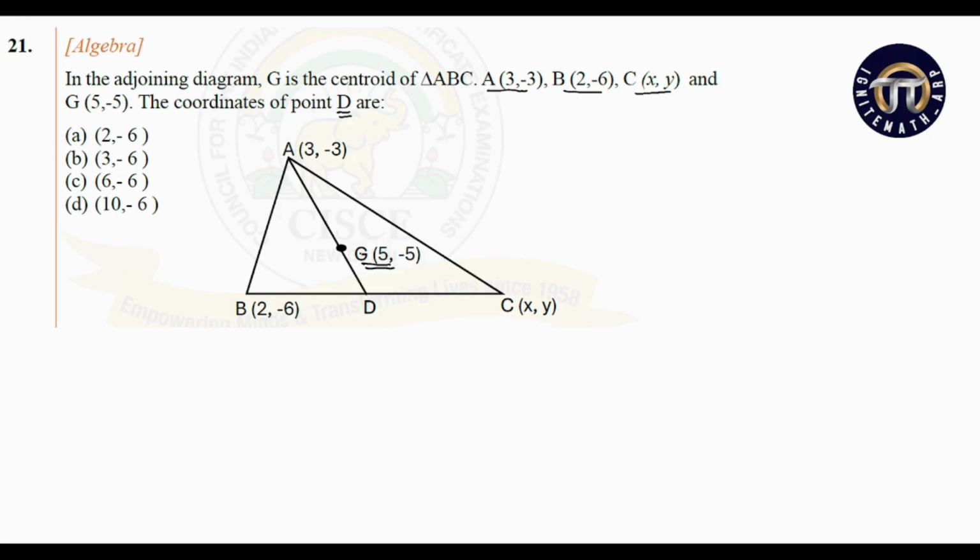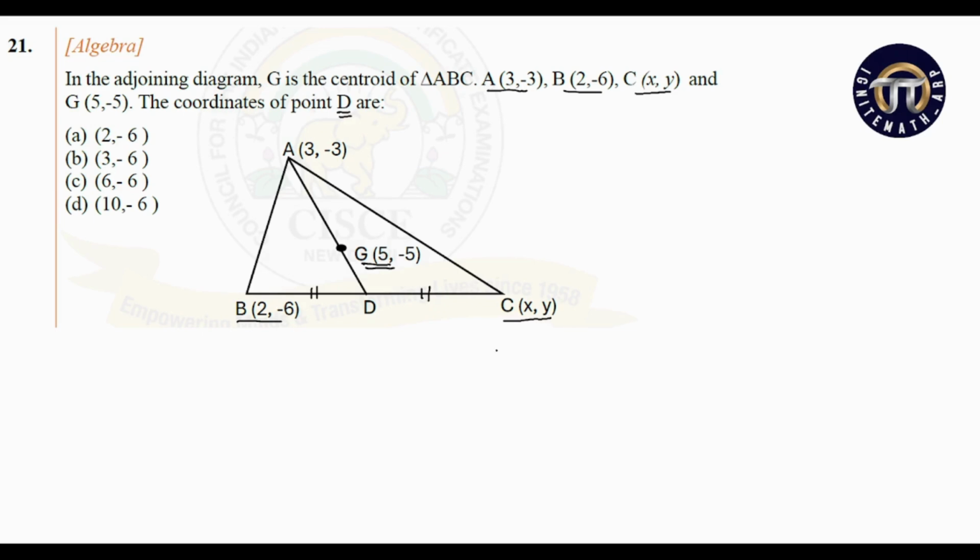You must know, children, G is a centroid. Since G is the centroid, it lies on AD. So AD becomes the median, and since AD is the median, D becomes the midpoint. So indirectly you are asked to find the midpoint of BC. To find the midpoint of BC, I must know the coordinates of B as well as C. So my task is to find the coordinate of C first.